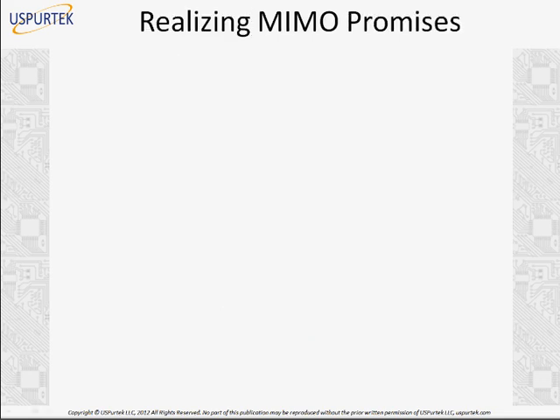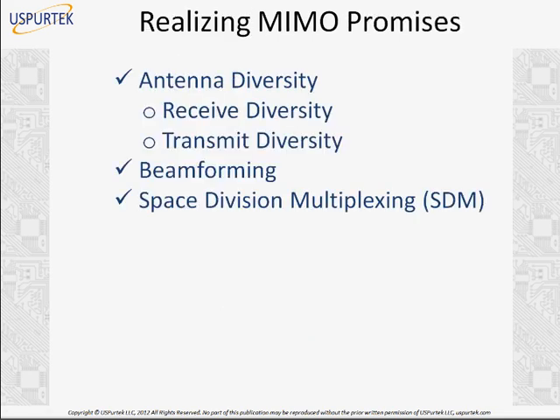So let's now move on to the next one. How do we actually realize these promises? By using antenna diversity, receive diversity, or transmit diversity, by beamforming techniques, and by using space division multiplexing, SDM.